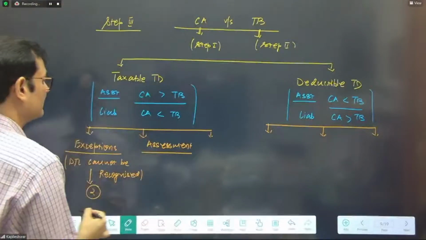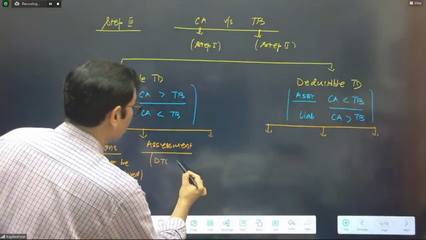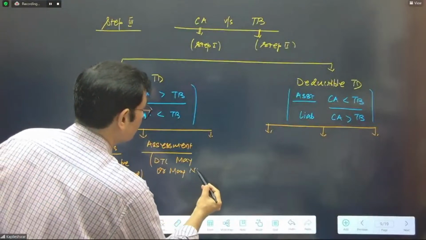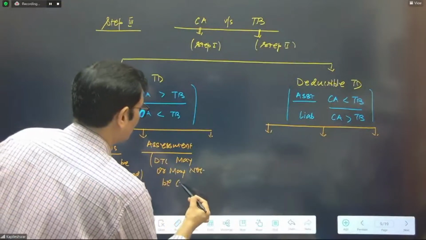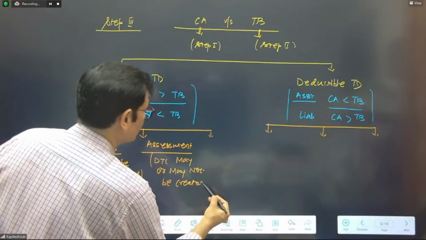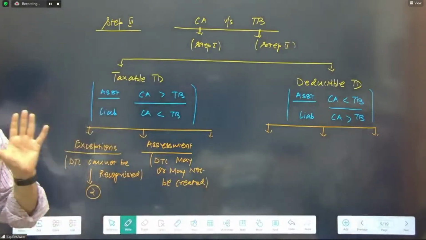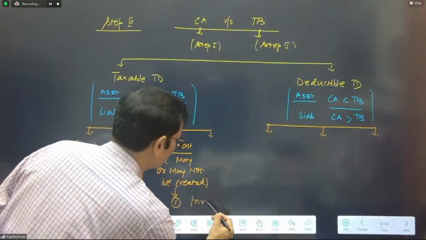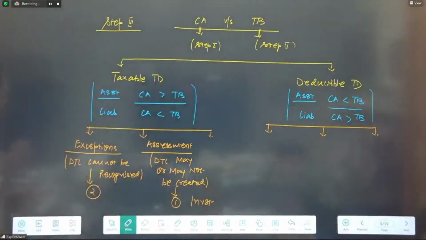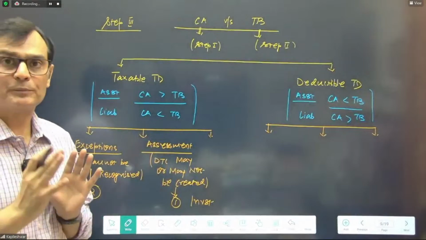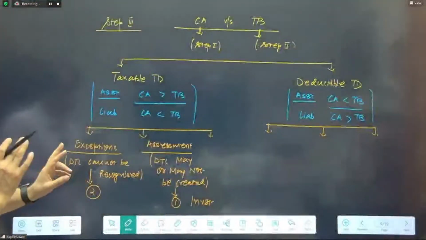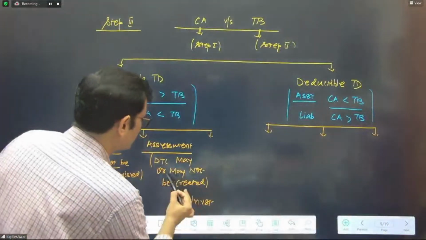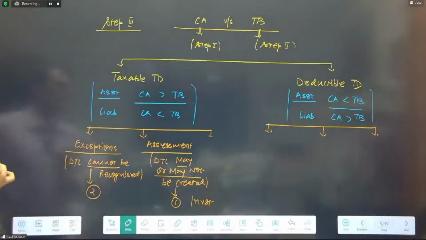There is one case of assessment, which means the DTL may or may not be created. So this is the other case, assessment. There is only one case of assessment, and let me tell you in advance, it pertains to investments. So there are 2 exceptions where you cannot create a DTL, and one case of assessment which may or may not create a DTL.